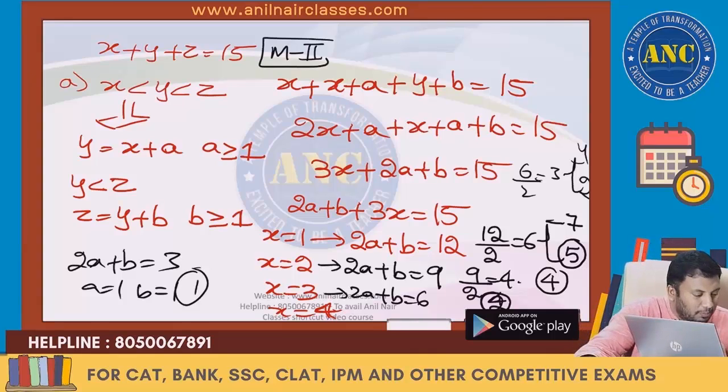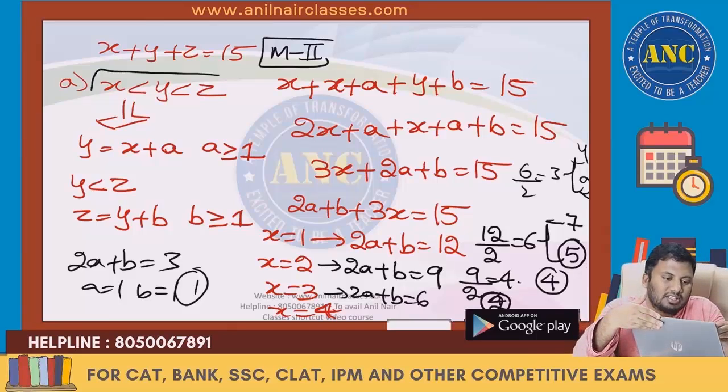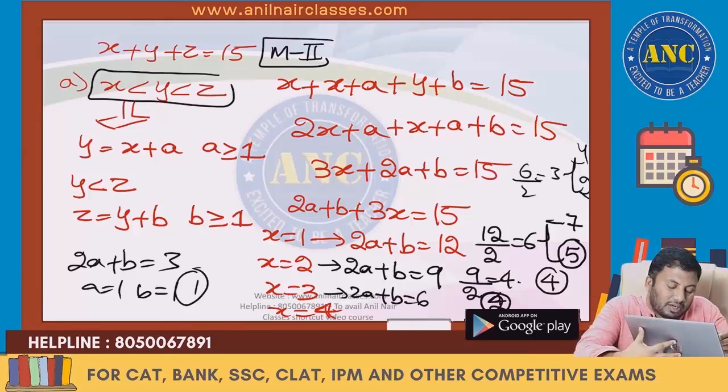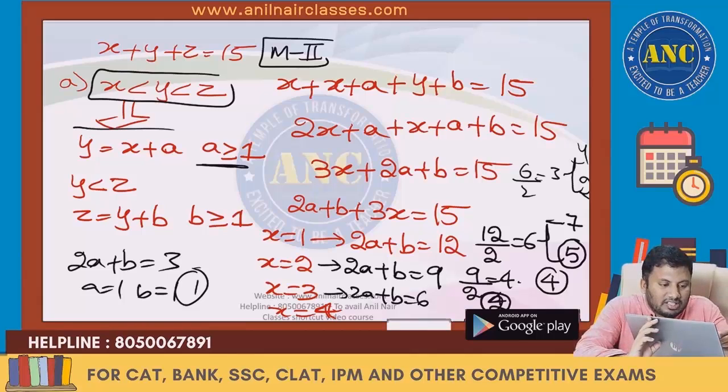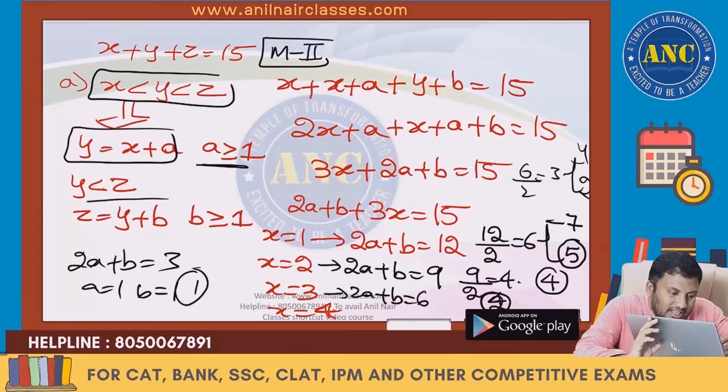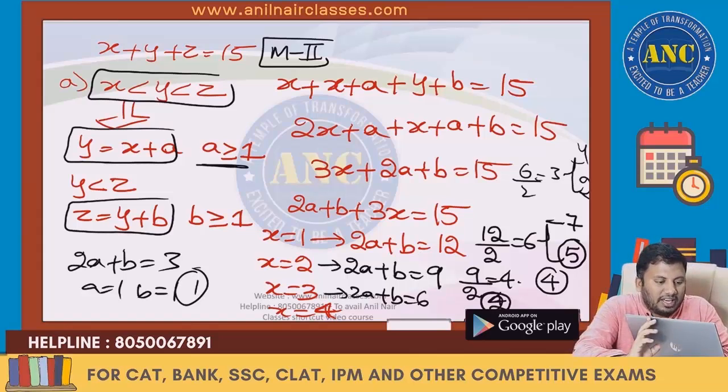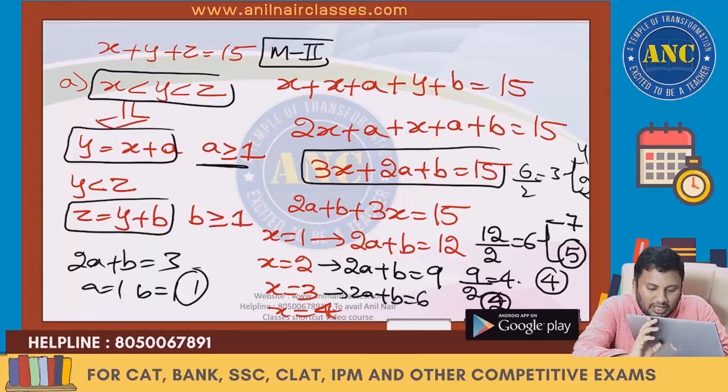I will solve as many problems as possible so that it will be clear to you. x is less than y is less than z. x less than y, that means y is greater than x. Minimum value of a is 1, y is x plus a, and z is y plus b, where b is greater than or equal to 1. So x plus y is x plus a, z is y plus b is 15. x plus x is 2x, y is x plus a, 2x plus x is 3x, and 3x plus 2a plus b is 15. So x is 1, 2, 3, 4.